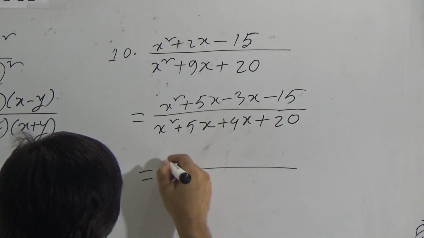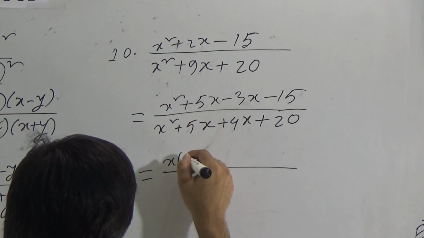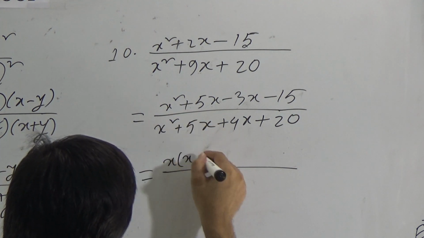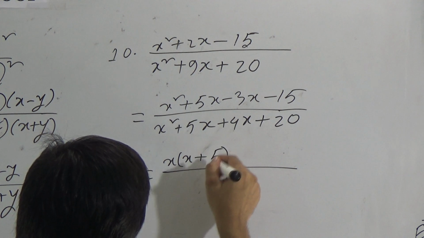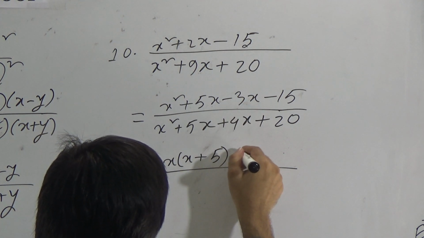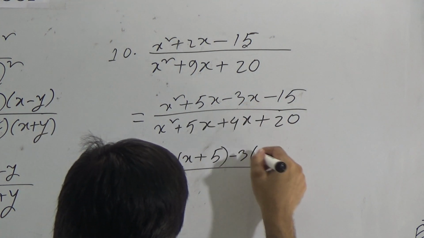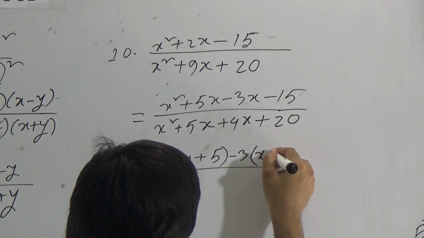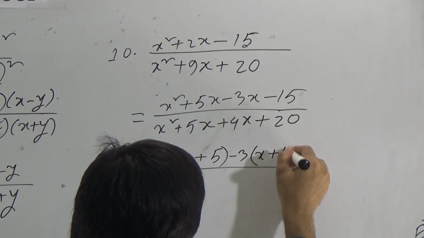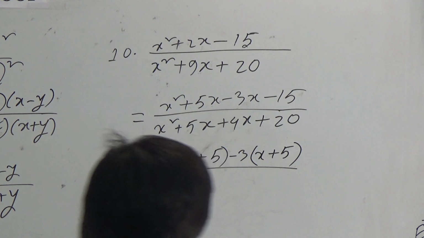Here from first two terms we can take x as common. x will remain in the first term and 5 will remain in the second term. Now take minus 3 as common. x will remain in the third term and plus 5 will remain in the last term.